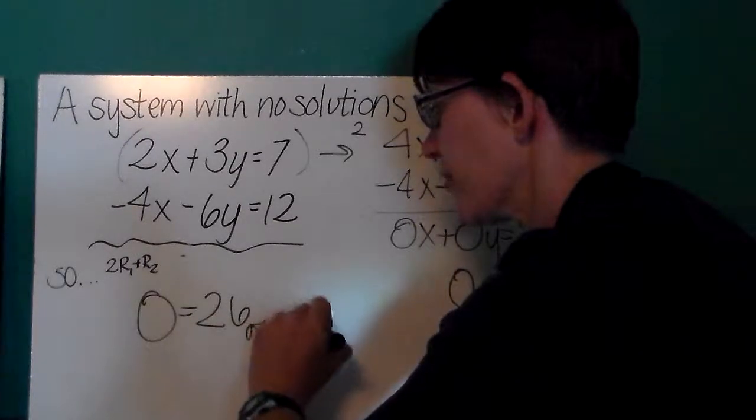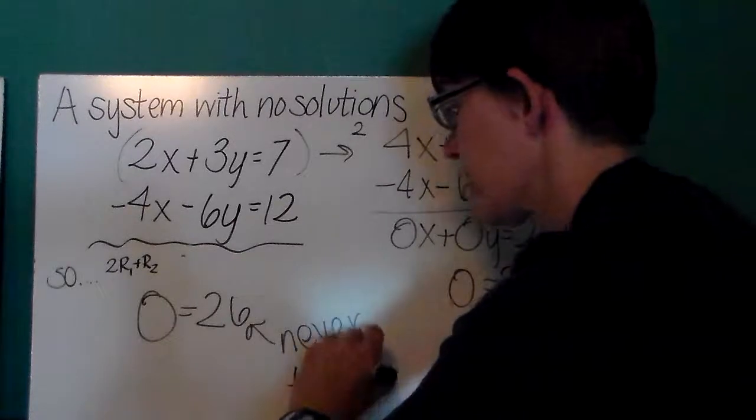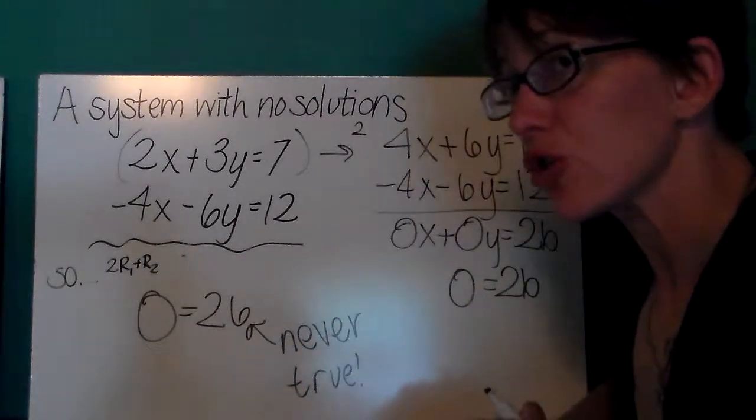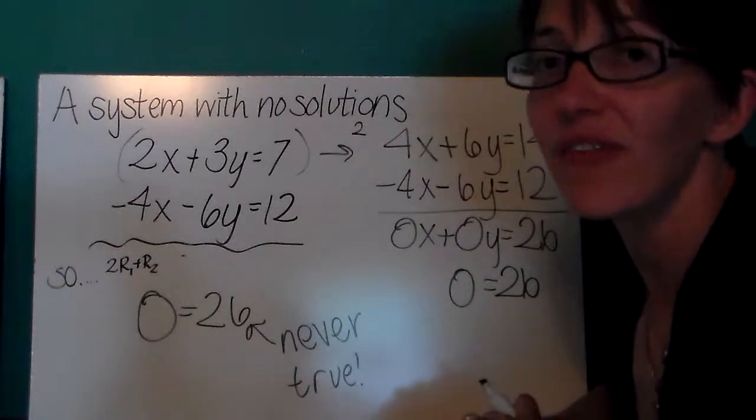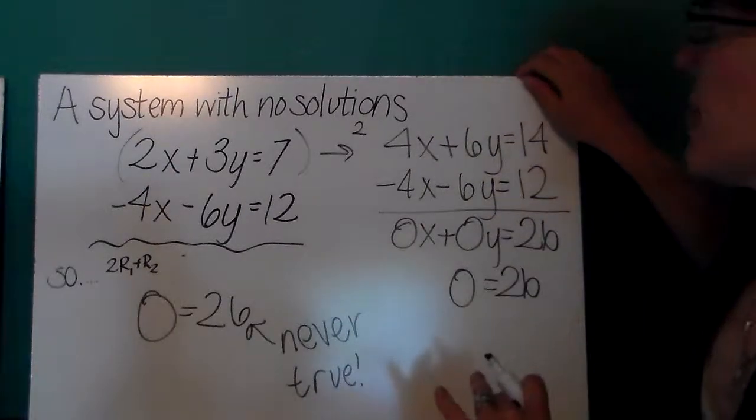0 equals 26 is never true. Since this statement is never true, it means the two lines will never intersect. They are parallel lines, and this system has no solution.